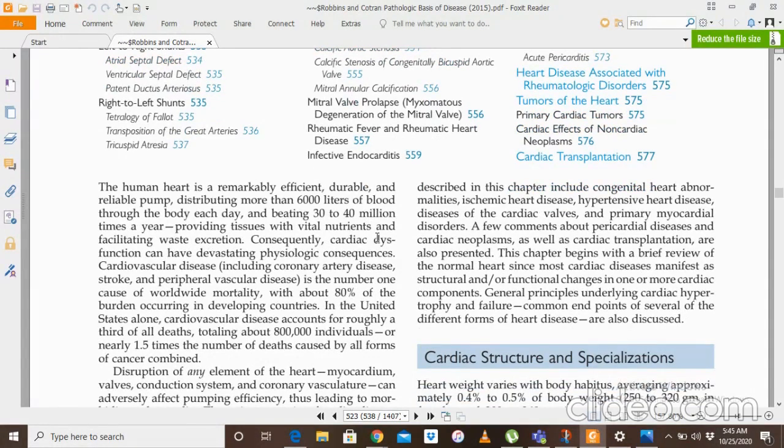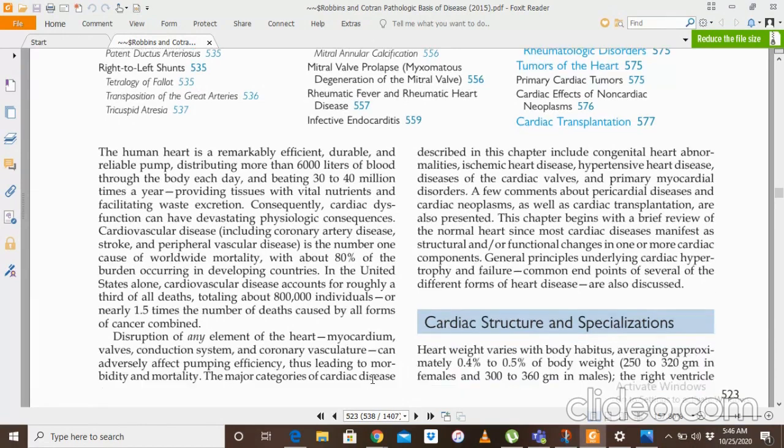Disturbance of any element of the heart, either the myocardium, which is the muscle of the heart, the valves, the conduction system, or the coronary vasculature, can adversely affect pumping efficiency, thus leading to morbidity and mortality. We will talk about the myocardium, valves, conduction system, and coronary vasculature in detail in the upcoming videos.